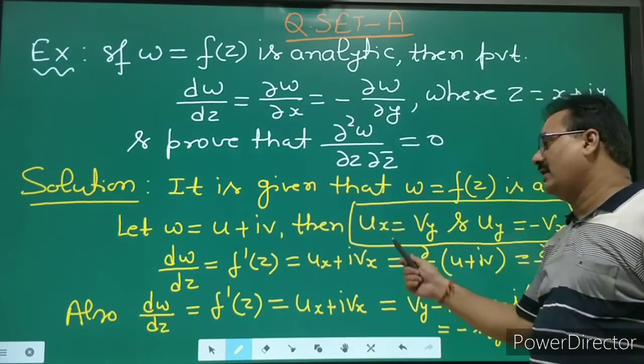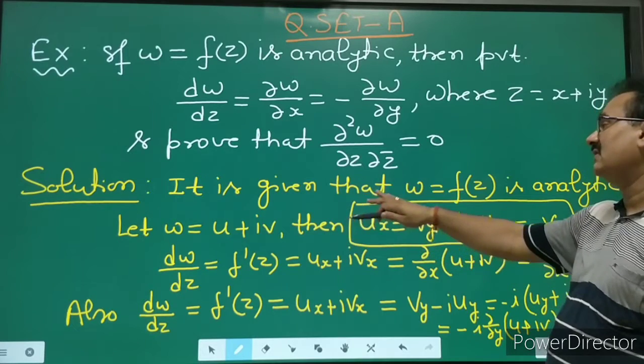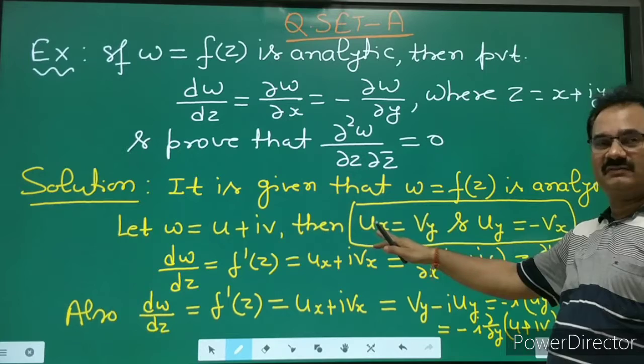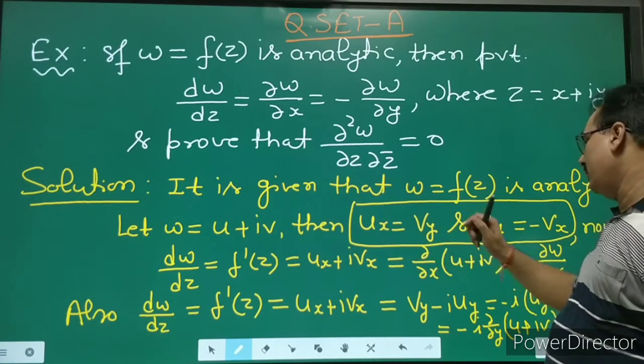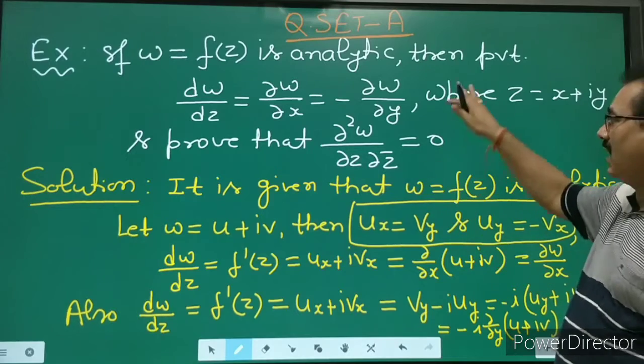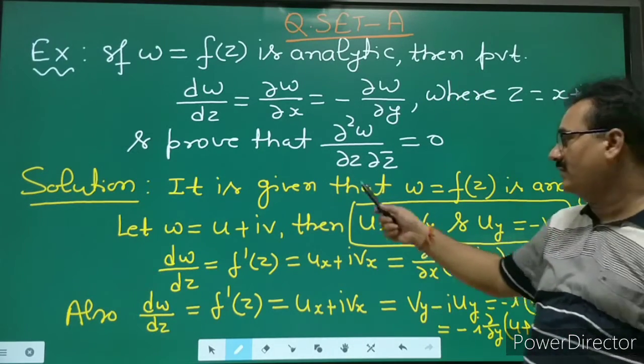Then you can find the partial derivatives. Since it is already given that this is analytic, the CR equations are satisfied. It means ux is equal to vy and uy is equal to minus vx. It is already under the given condition. Okay, so now you can differentiate.